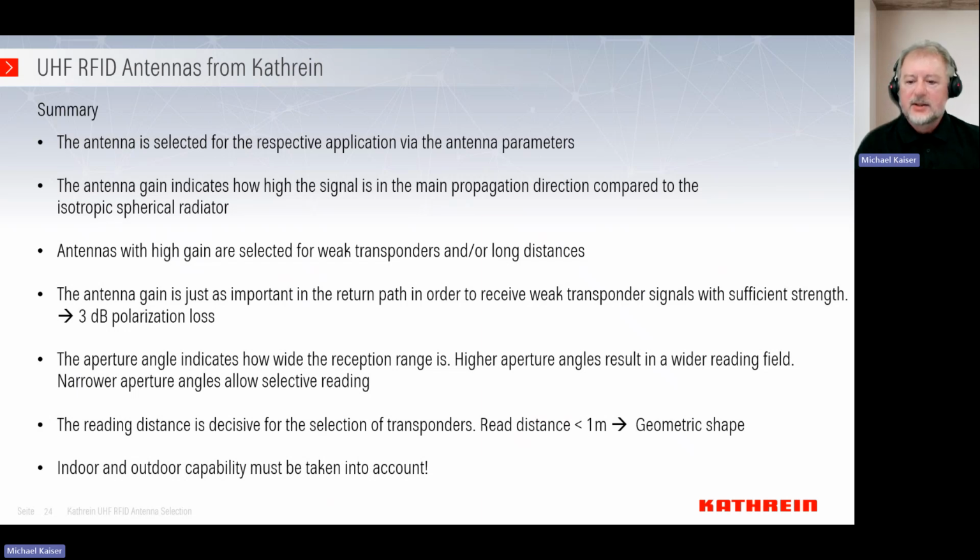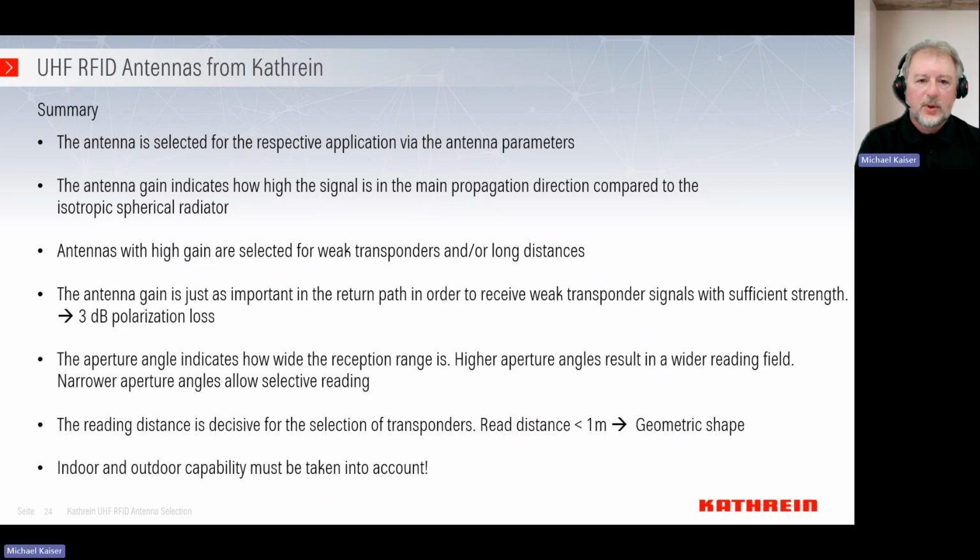Okay, we have talked about the aperture angle of the antennas. Higher angles give you a wider range of reading. So if you have to focus on the transponder, if you want to read only a certain transponder, then maybe you have to use a focused antenna. If you want to catch a bigger area, you can use an antenna with a bigger half-power beam width.